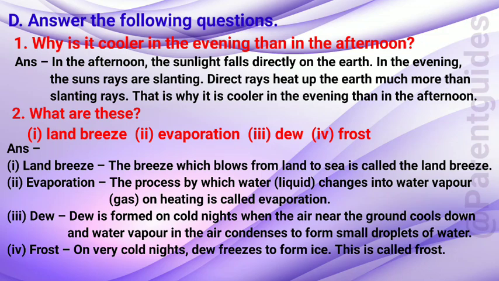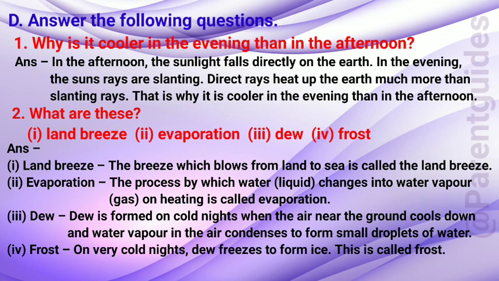D. Answer the following questions. 1. Why is it cooler in the evening than in the afternoon? Answer. In the afternoon, the sunlight falls directly on the earth. In the evening, the sun's rays are slanting. Direct rays heat up the earth much more than slanting rays. That is why it is cooler in the evening than in the afternoon.